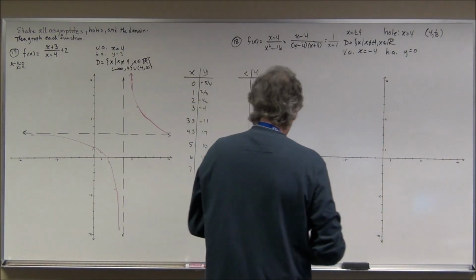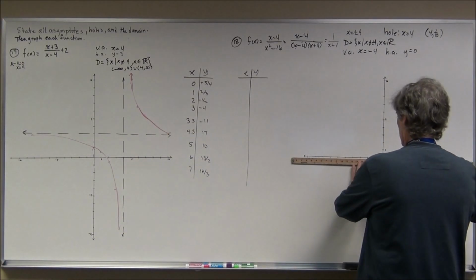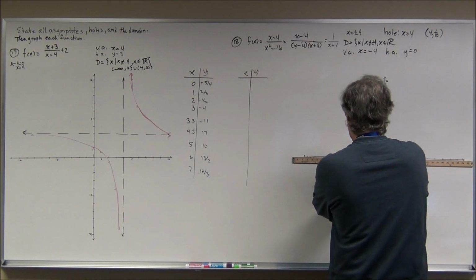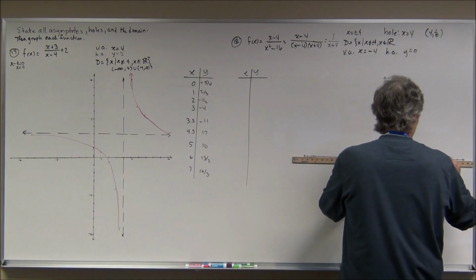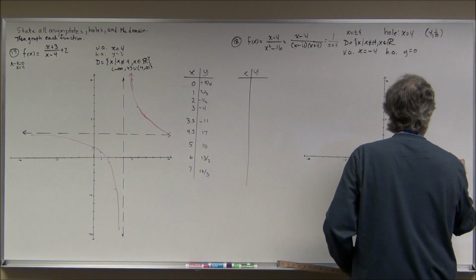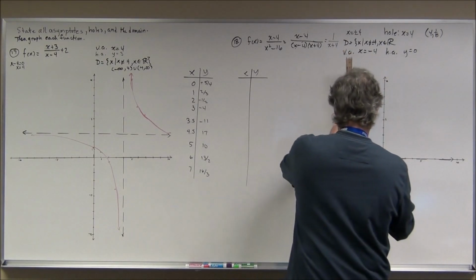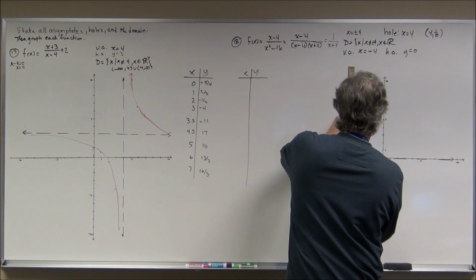So now, time to get my straight edge here. Time to put my asymptotes in. Now these are dotted, so I don't know if you're going to be able to see this very well. I probably should use a different color, but I'm going to have this line, and I'm going to have x equals negative 4 right here.